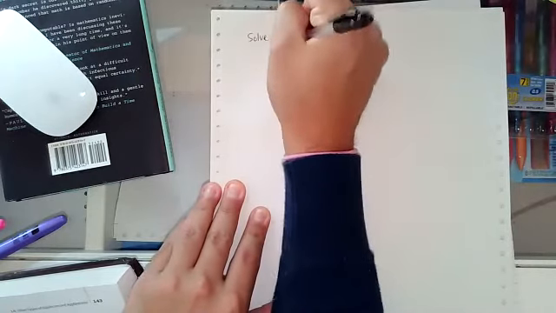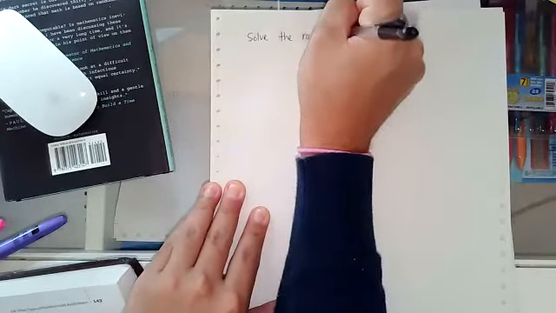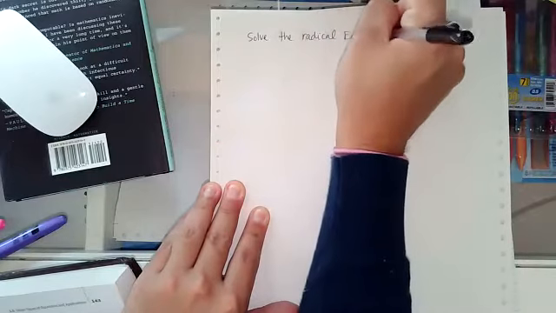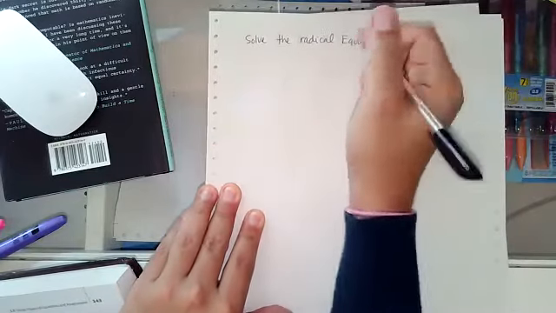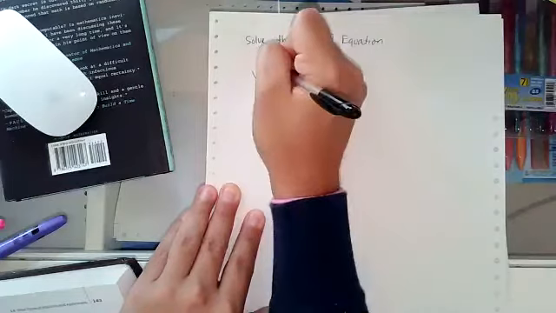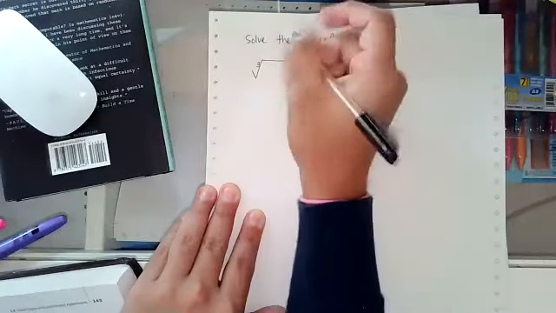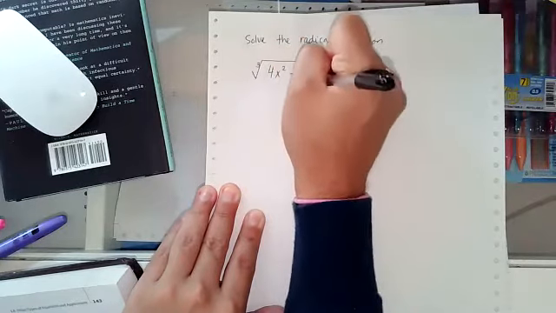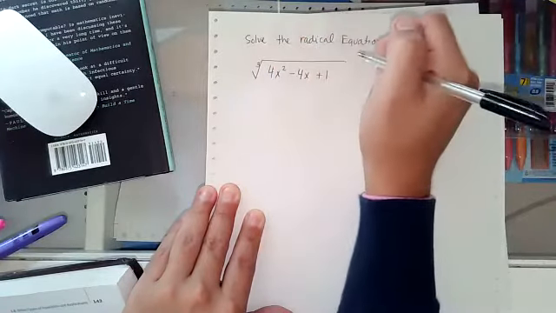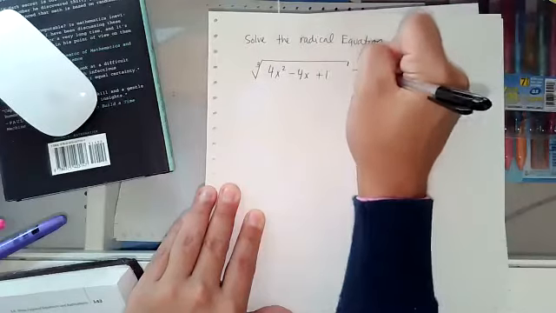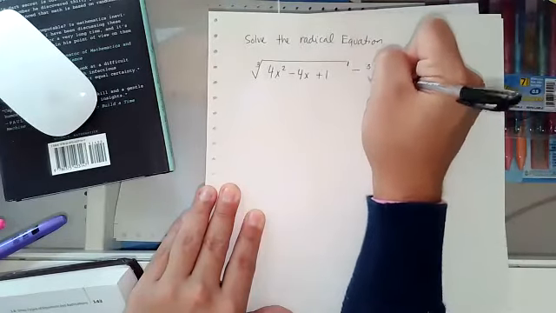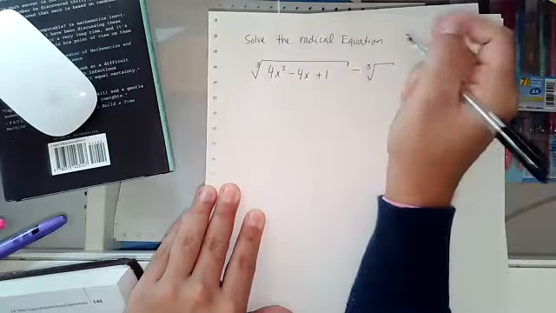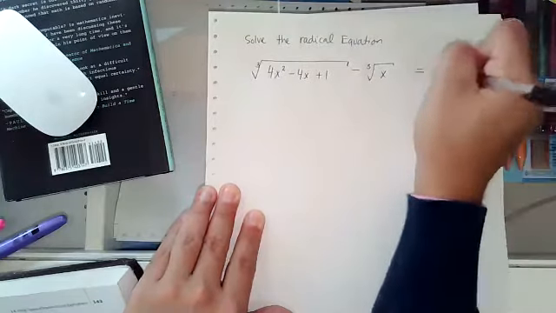Solve the radical equation. Cube root of 4x squared minus 4x plus 1 minus the cube root of x equals 0.